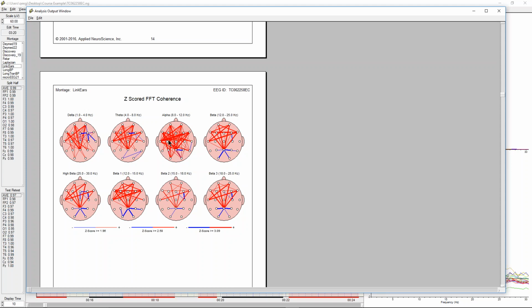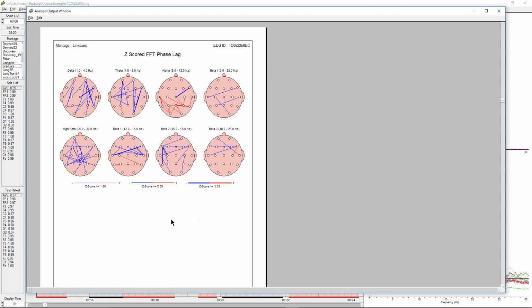And remember that coherence is a measure of the consistency of the phase relationship between two locations at the same frequency. So it's not whether they're in phase or out of phase, it's just whether they are consistently in the same relationship. So high coherence means that these are more consistently at the same relationship than they should be, and hypocoherence means that they are not in the relationship that they should be as much as they are.